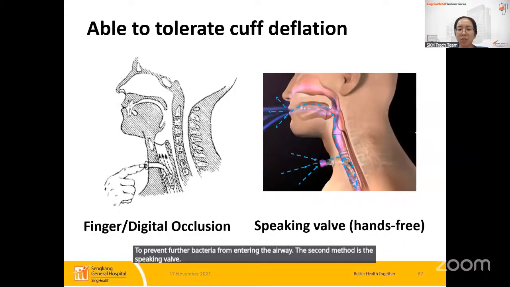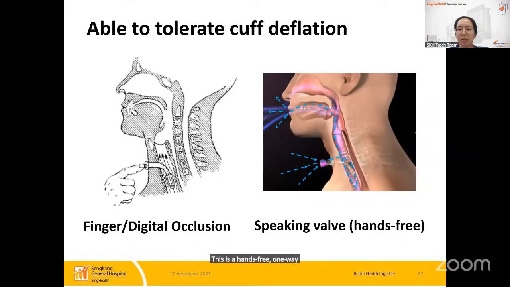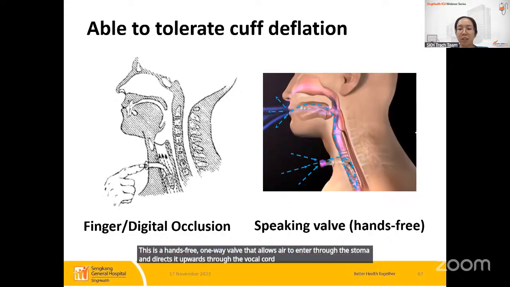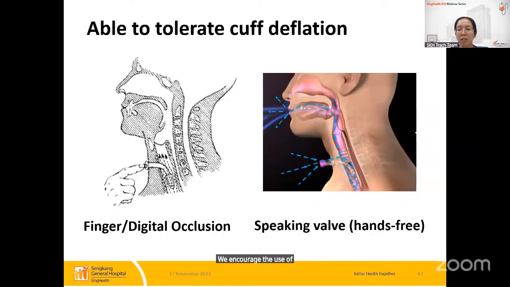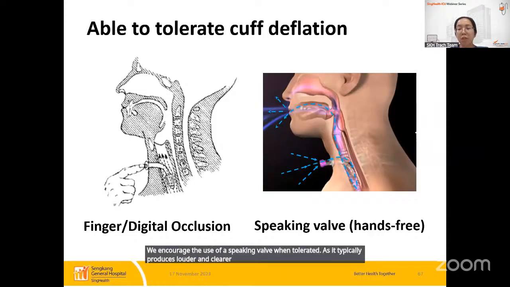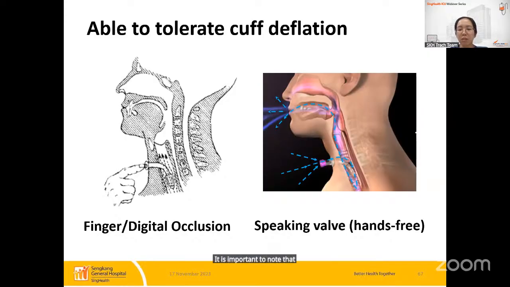The second method is the speaking valve. This is a hands-free one-way valve that allows air to enter through the stoma and directs it upwards through the vocal cords during exhalation. We encourage the use of a speaking valve when tolerated, as it typically produces louder and clearer speech compared to finger occlusion. It is important to note that finger occlusion may not always provide a proper seal, which can affect voice quality. However, not all patients can tolerate a speaking valve.